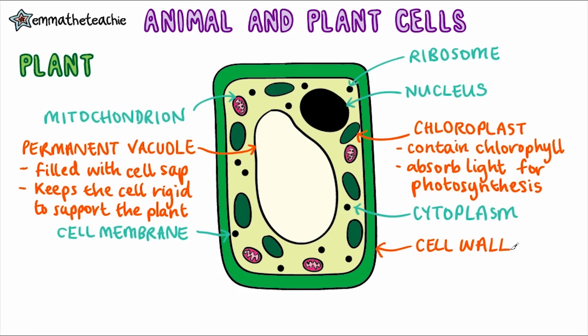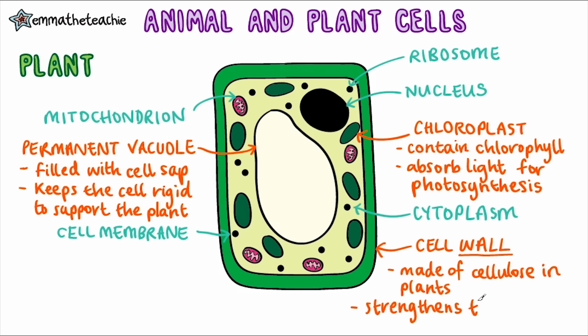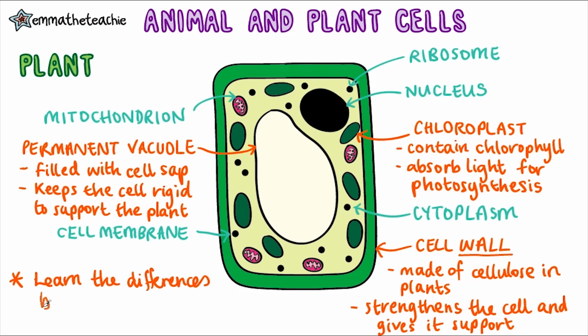My trick to remembering this is that the wall is always the outside layer of your house. And it's the same in a plant cell. It's on the outside. In plants, it's made of cellulose, but in fungi, it's made of a different material. Just like the wall of your house, it strengthens it and gives it support. So it's really vital. Also vital is that you learn the differences between plant and animal cells.